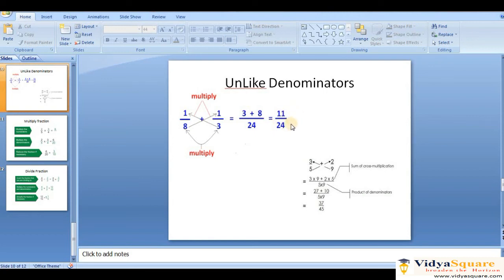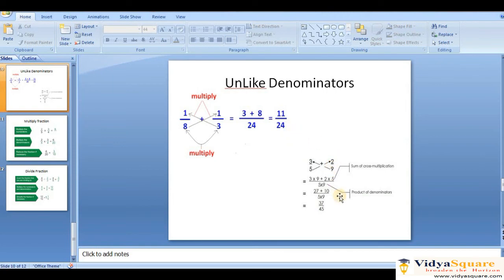Next I'll see if I can simplify this. I don't think in any table we get 11 or 24 as common, not in the 2 table or 3 table or 4 table or 5 table or anything beyond that. So the final answer is 11 by 24.